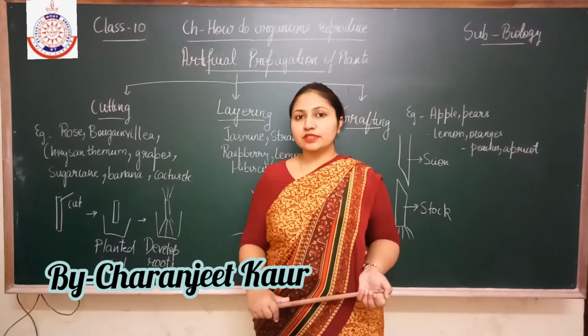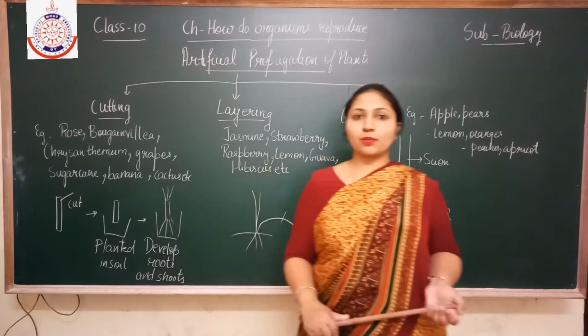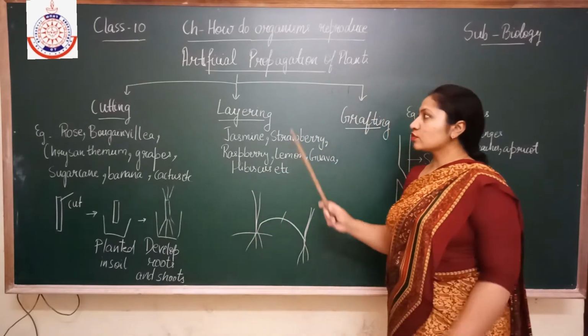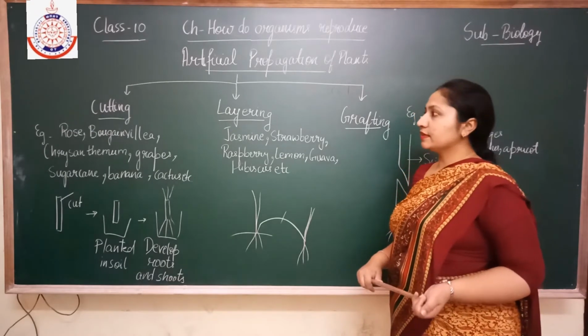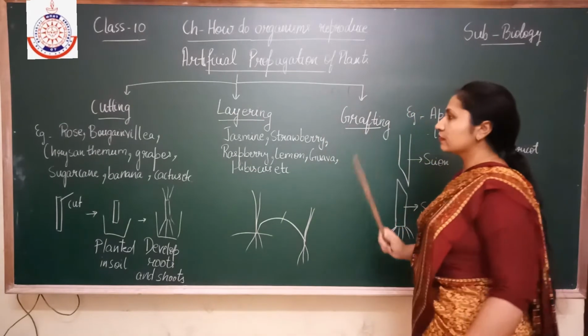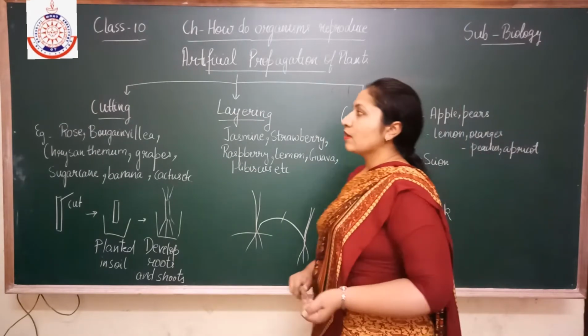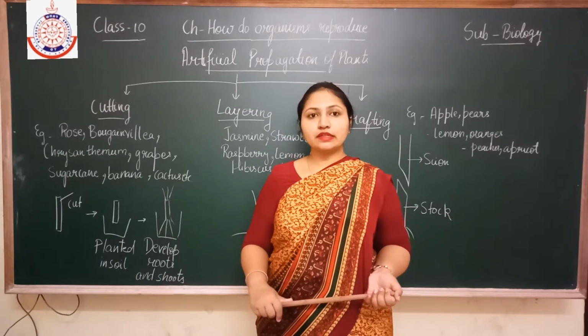So children, next we will discuss the second kind of vegetative propagation, that is artificial propagation of plants. In case of artificial propagation, the human being's involvement is there. And there are three types: cutting, layering and grafting. So let's discuss these three methods, cutting, layering and grafting, in detail.